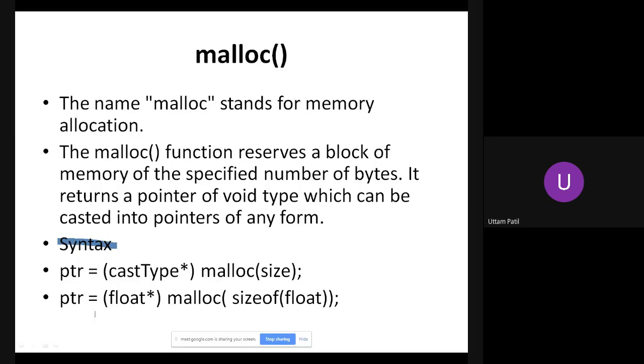So here we have an example. Pointer, that is PTR, is equal to float star malloc size of float. Now this sizeof is an operator in C. Sizeof is one word. Sizeof is an operator in C which takes a variable or a data type and it returns the number of bytes required for this float. Say it's a 32-bit machine. In that case, sizeof float returns 4. That means 4 bytes are to be allocated.